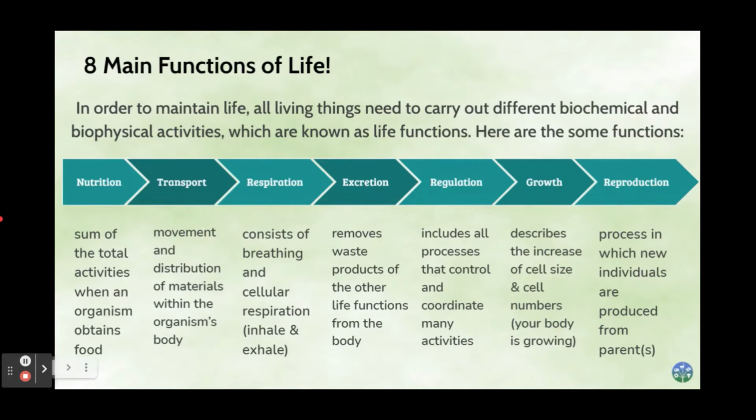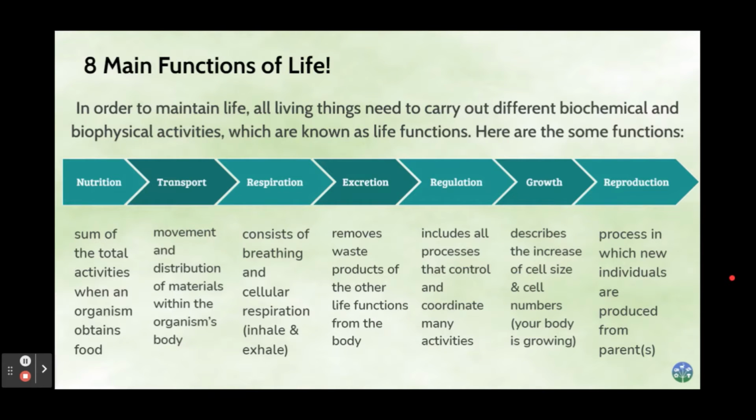Next, regulation. This includes all the processes that control and coordinate many activities. It has to do with your endocrine system and all those hormones that control things, like adrenaline, right? We have adrenaline when we're encouraged or confident, and nervous actually. We have all that adrenaline going out of us. So that's an example of regulation. And then growth, this is just us growing in height. It describes the increase of cell size and cell numbers. So your body's growing. And finally, we have reproduction.